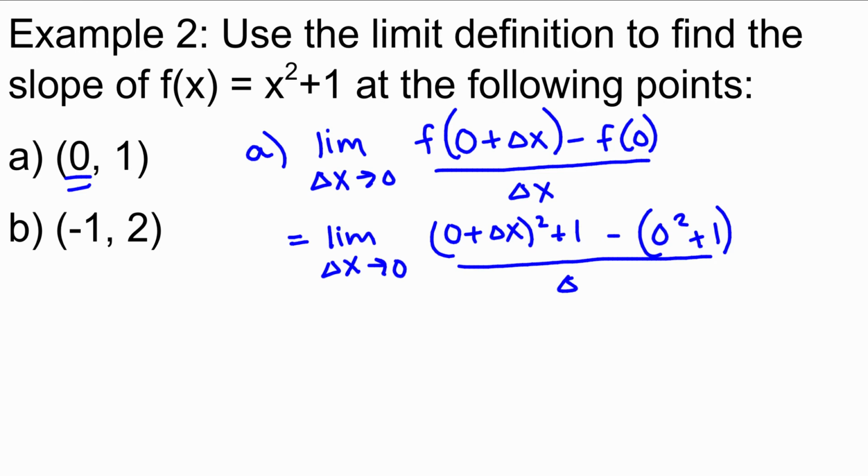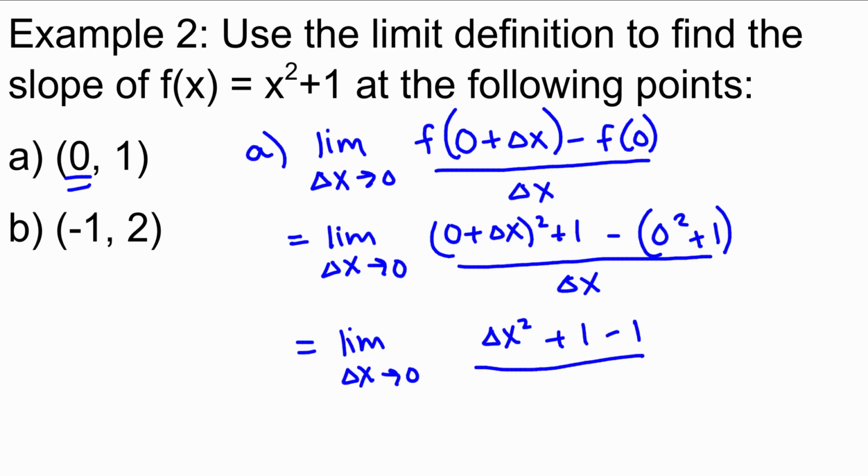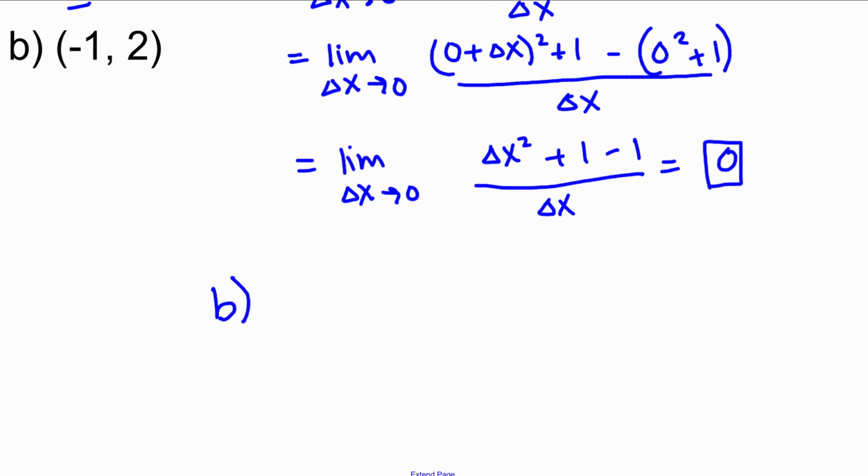Simplify this, and evaluating the limit, we get 0. For part B, our c value is negative 1. Let's substitute negative 1 in using our limit definition. You might want to pause the video and try to do it on your own and see what you get.